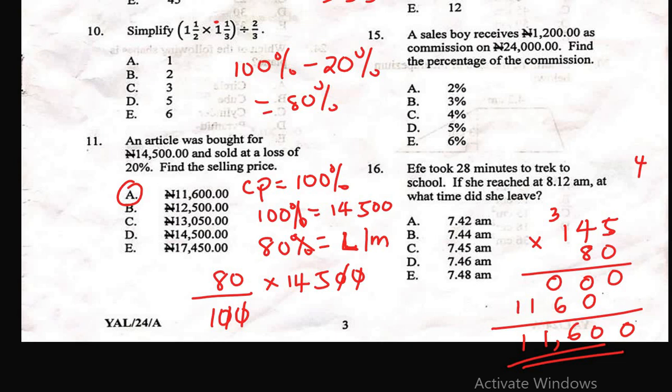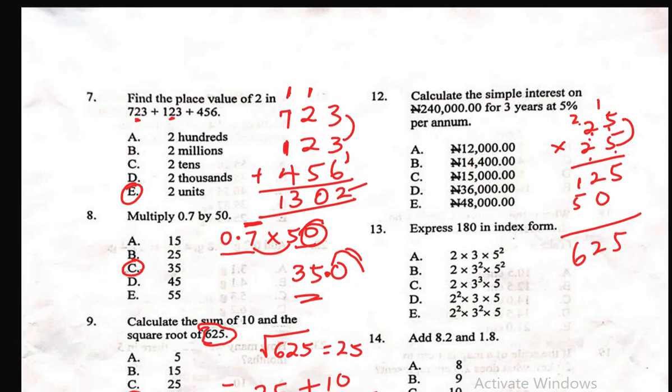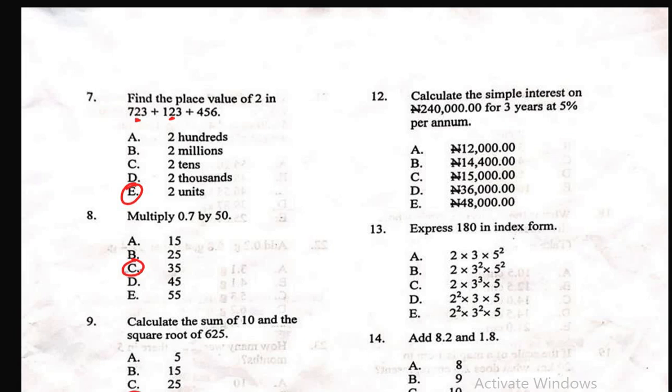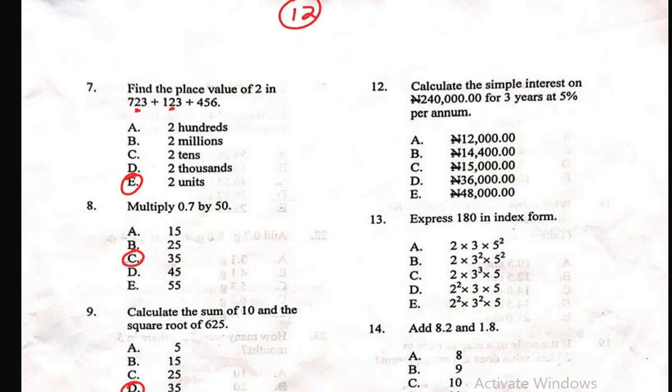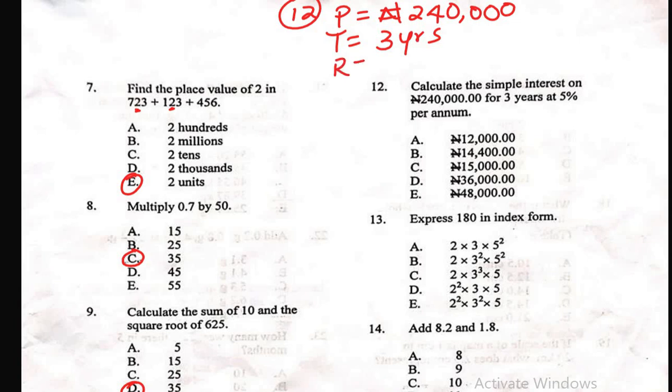Alright, we are going to scroll up to question 12, but then I need to clean what I've solved on the paper so far. Question 12 says, calculate the simple interest on 240,000 naira for 3 years at 5% per annum. So for question 12, the principal P is 240,000 naira. The time is 3 years according to the question, and the rate is 5%. They said calculate the simple interest.